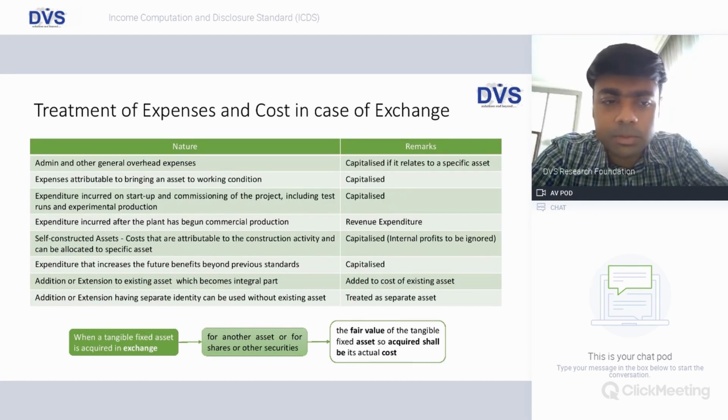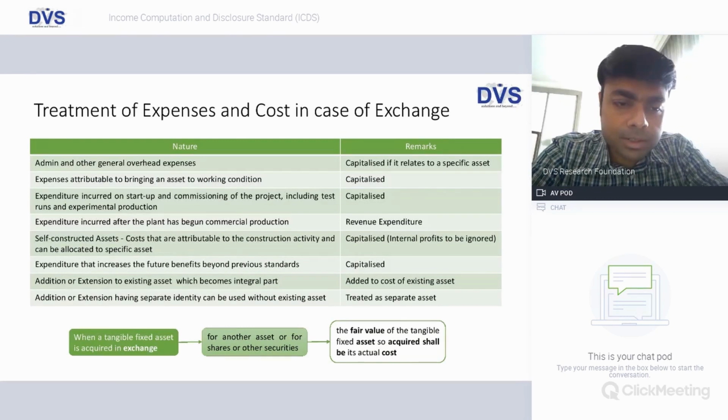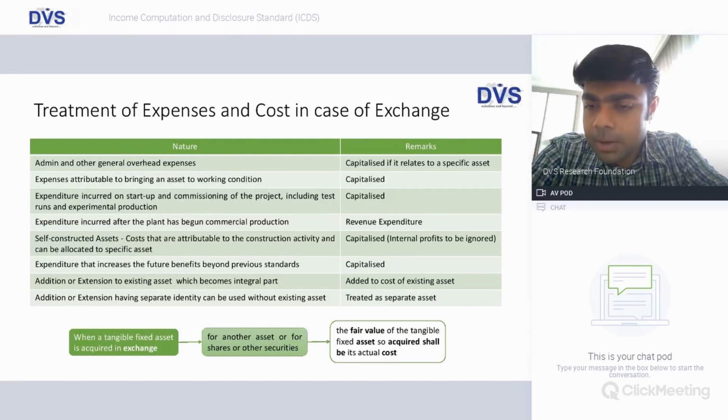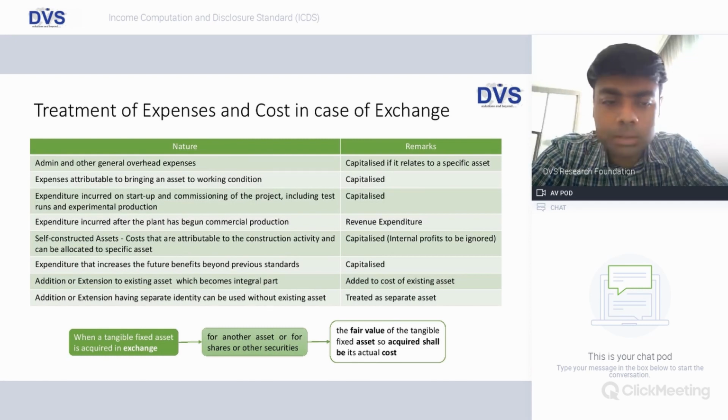That's fairly straightforward. Self-constructed assets, costs that are attributable to construction activity and which can be allocated to a specific asset, shall be capitalized. And one interesting thing here is you need to ignore internal profit. So it's entirely on cost basis for allocation.